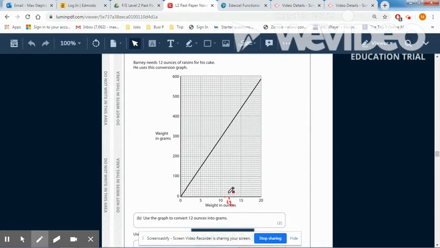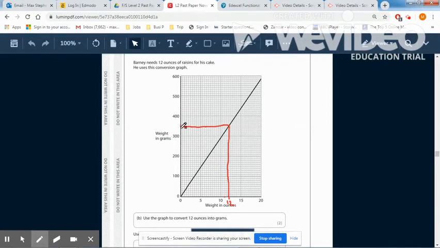And then I'm going to read up to the line. Ideally, I'll be using a ruler for this. It's going to be very, very inaccurate. So this is meant to be a straight line. Read up to the line, and then read across to the weight in grams here.